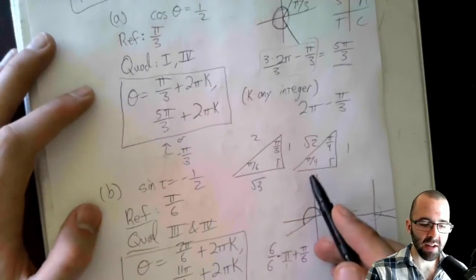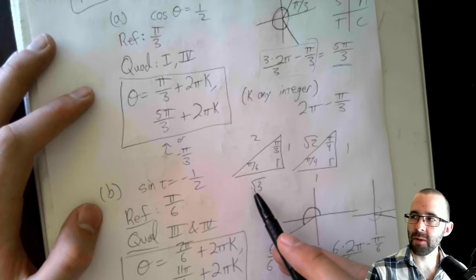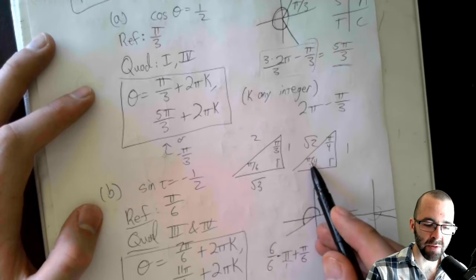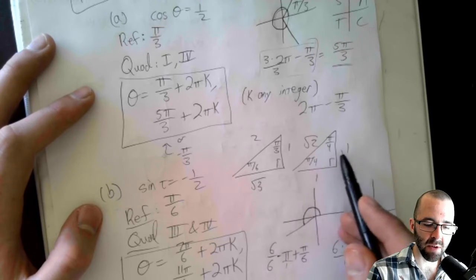So we need to find our triangle and say, what angle has a sine of 1 over root 2? And you get a pi over 4, or 45 degrees. Sine of pi over 4 is 1 over root 2.